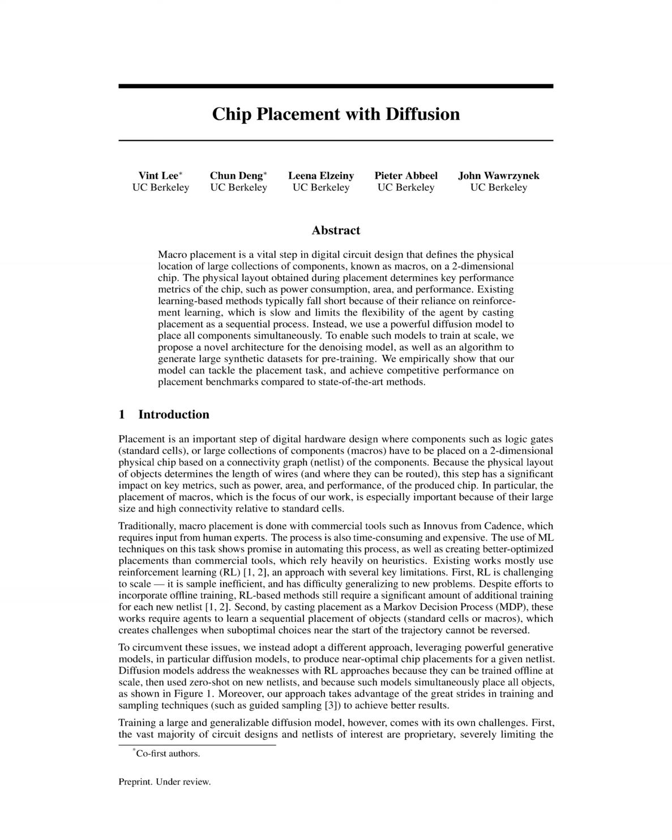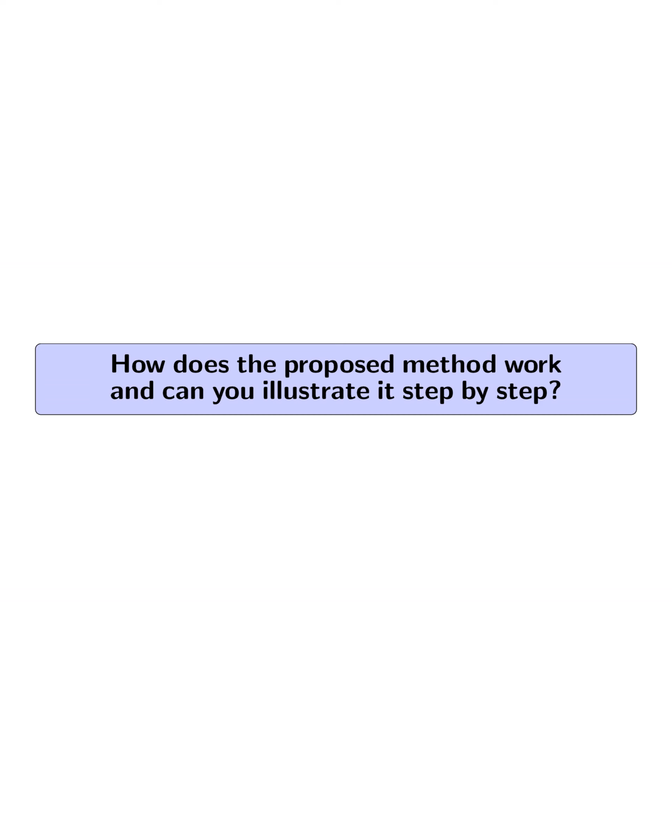The proposed method utilizes diffusion models to generate near-optimal chip placements for given netlists, addressing the limitations of existing reinforcement learning approaches. By leveraging generative models, the method can be trained offline at scale and used zero-shot on new netlists, producing placements that consider the impact on key metrics such as power, area, and performance of the chip. The goal is to automate and optimize the placement process, especially for macros with high connectivity, to improve chip performance and efficiency. How does the proposed method work, and can you illustrate it step by step?